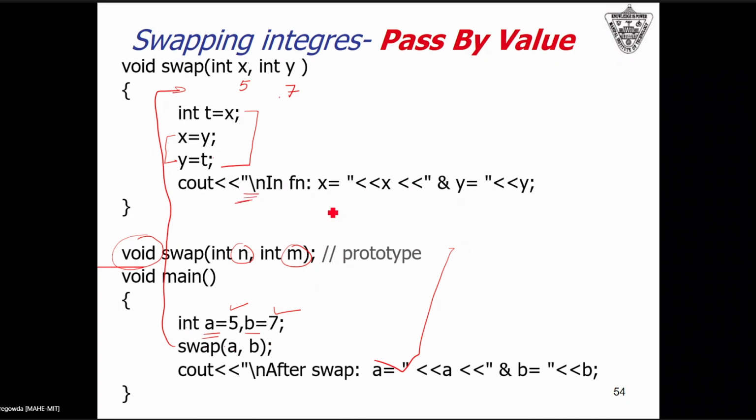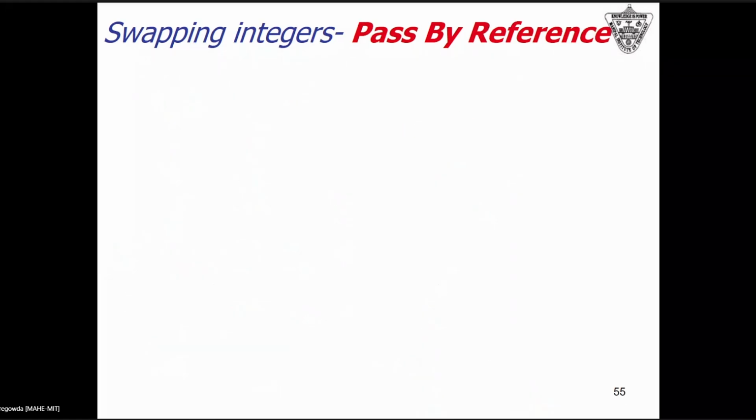So in this case, x becomes 7 after the swapping and y becomes 5. When you come back and display the a and b values, a still holds the 5 and b holds the 7. Okay, that means for this particular calling program, we are passing the arguments by values, so that the called program does not have any control over the variables which belong to the calling program. So this is an example of pass by value.